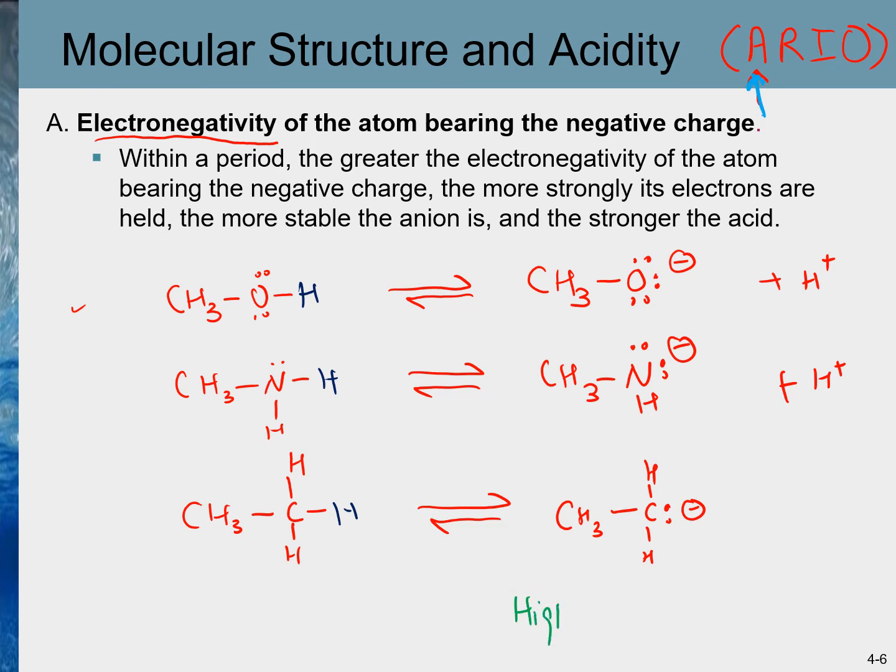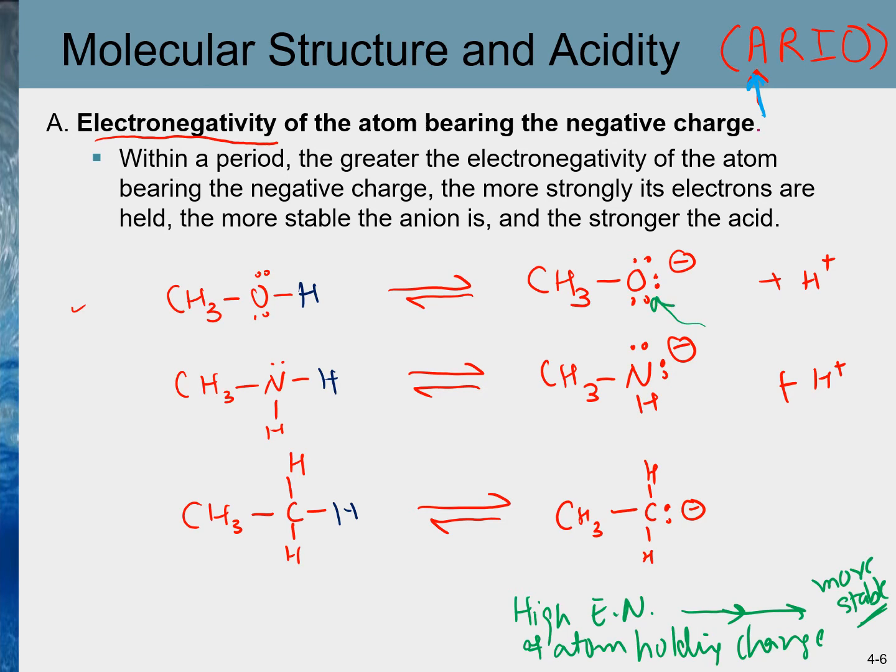And remember, high electronegativity of atom holding charge means more stable. So in other words, if the atom which is holding the charge has a high electronegativity, that means that atom likes to have electrons around it. So if it likes to have electrons around it, it will be more stable. So in this case, we know that oxygen has the highest electronegativity, so it means it's more stable.